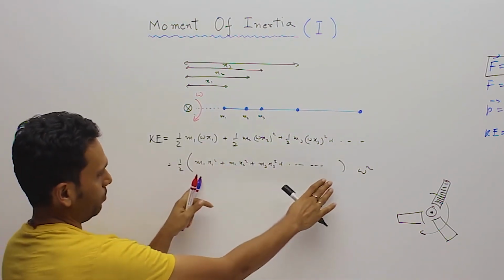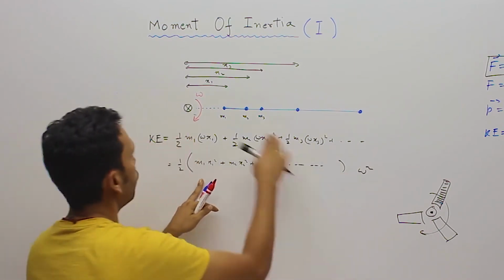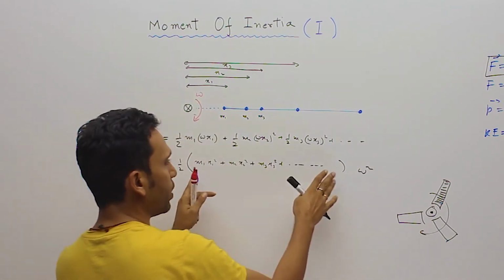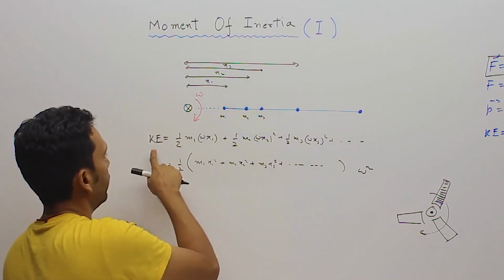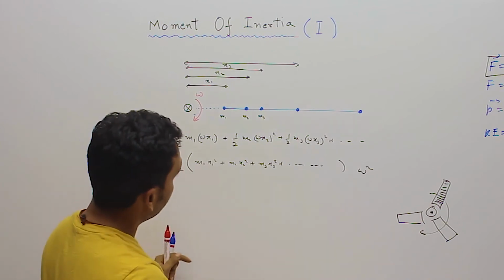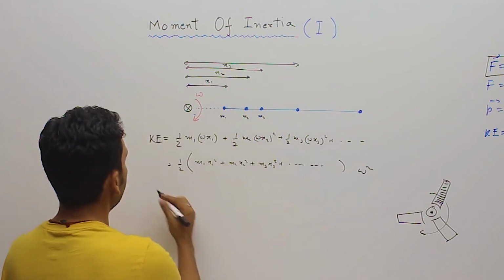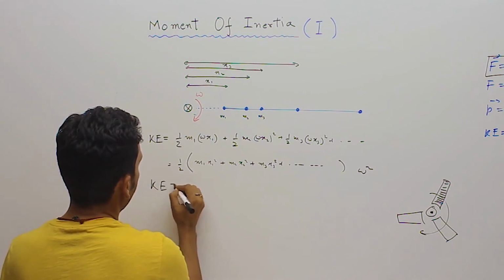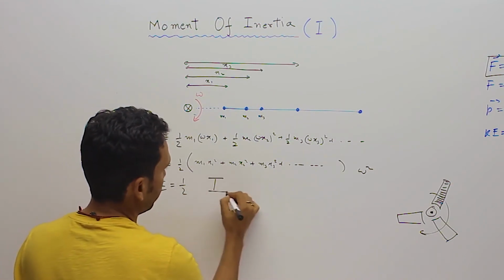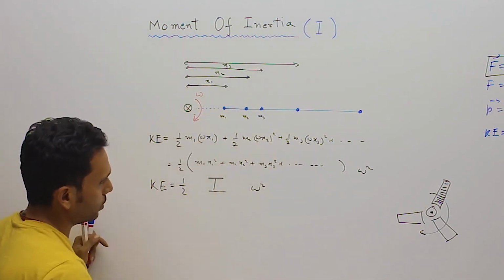Now this term is independent of how much the omega was, and this big fat term comes when you calculate the kinetic energy. So this big fat term for this body is the moment of inertia of the body. So this term is the moment of inertia. KE is written as moment of inertia of the body about this axis.